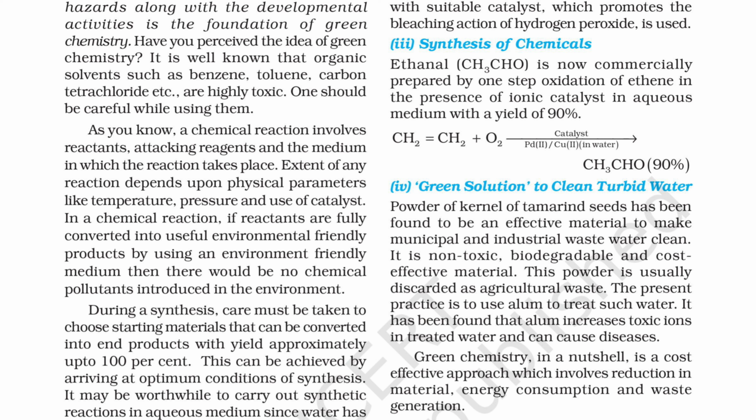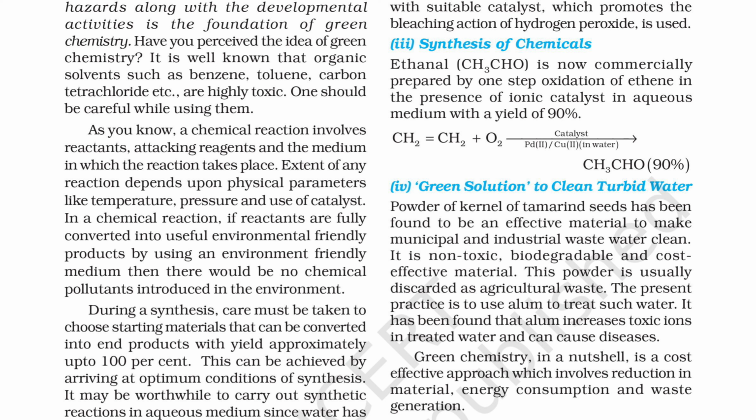Powder of kernel of tamarind seeds has been found to be an effective material to make municipal and industrial wastewater clean. It is non-toxic, biodegradable and cost-effective material. This powder is usually discarded as agricultural waste. The present practice is to use alum to treat such water. It has been found that alum increases toxic ions in treated water and can cause diseases.